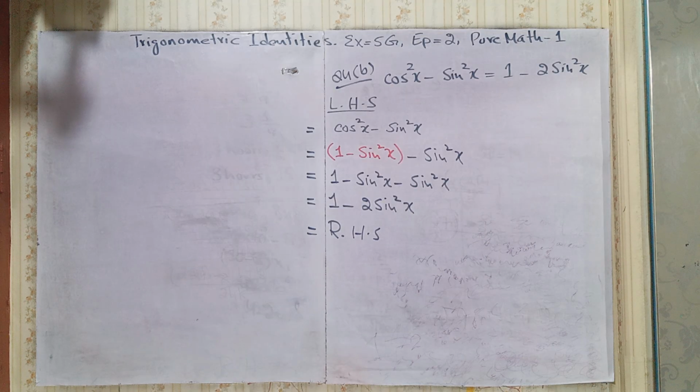I hope you understand. We are working on the paper 1 syllabus content of the Cambridge International AS A Levels Mathematics 9709. We are working on the exercise 5G. This is our second episode on this exercise. This is question number 4 and its B part. The solution is right in front of you.